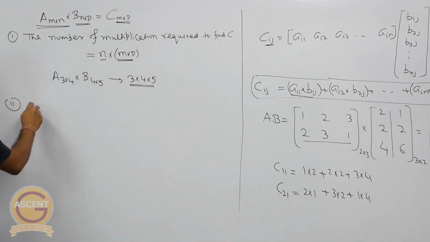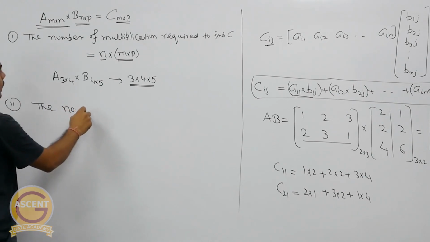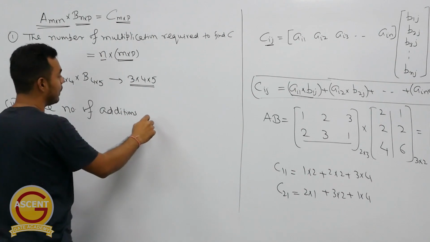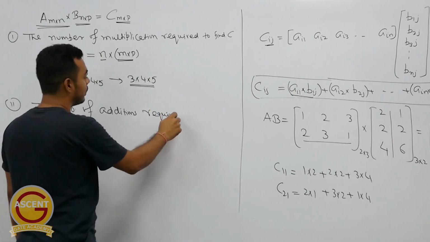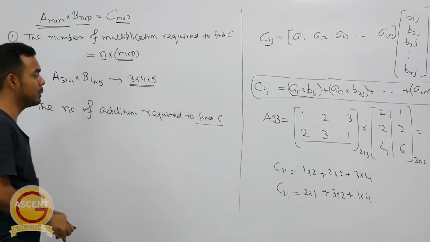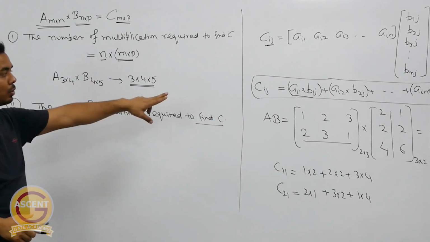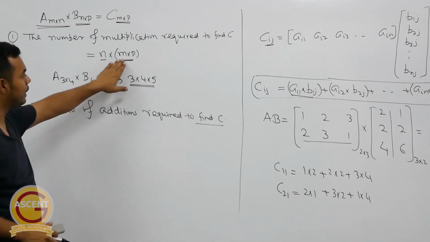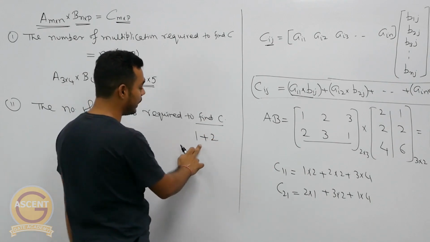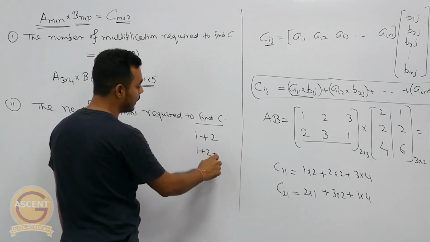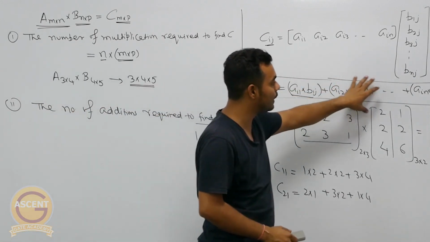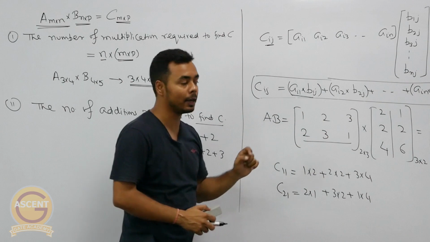The second one is the number of additions required to find C. First one, number of multiplications. Second one is number of additions required to find C. Now here again we are going to apply the same approach. First we'll see how many addition signs are there to find one element, and then the total number of elements will be m into p. Now see, if I have to add 2 elements, there is one addition sign. If I have to add 3 elements, there are 2 addition signs. Similarly here, if you have to add n elements, then the number of addition signs will be n minus 1.